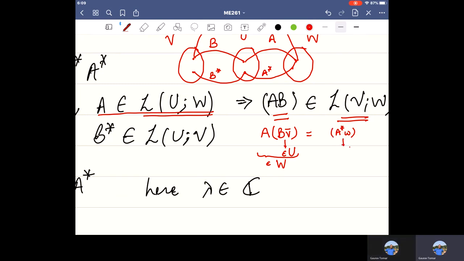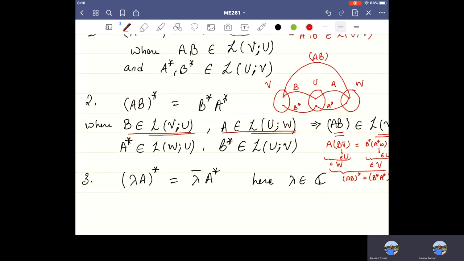This will give a vector that belongs to the vector space U. Then you will do the transpose on top of this, and this will give a vector of V. And therefore, when you put these things together, you will say (AB)* is nothing but going to be B* A*.